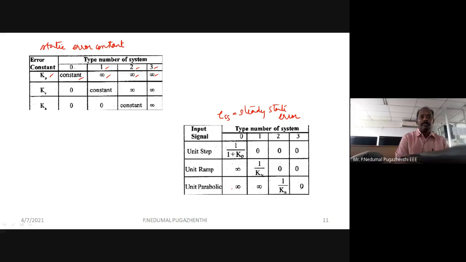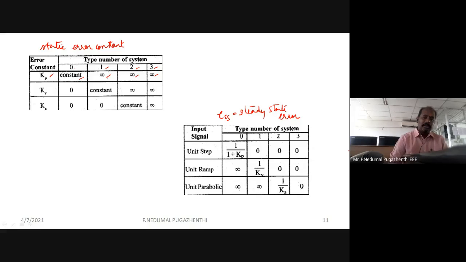For unit parabolic input, this is going to give me an infinite value for both type 0 and type 1 systems, and a constant steady state error for a type 2 system, and for type 3 and above, I will get a steady state error of 0.